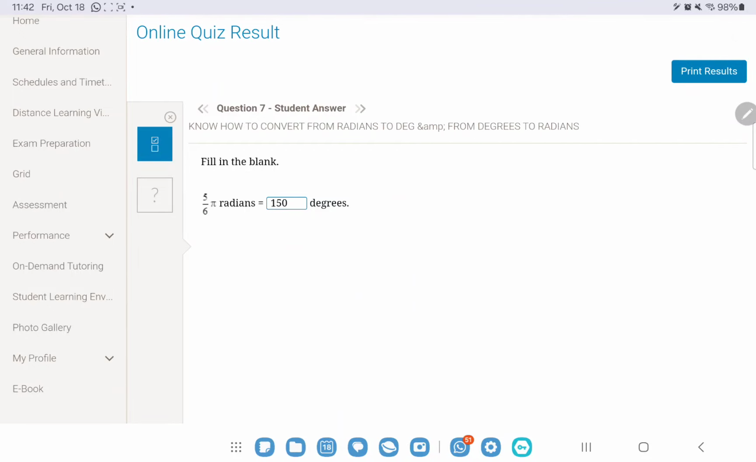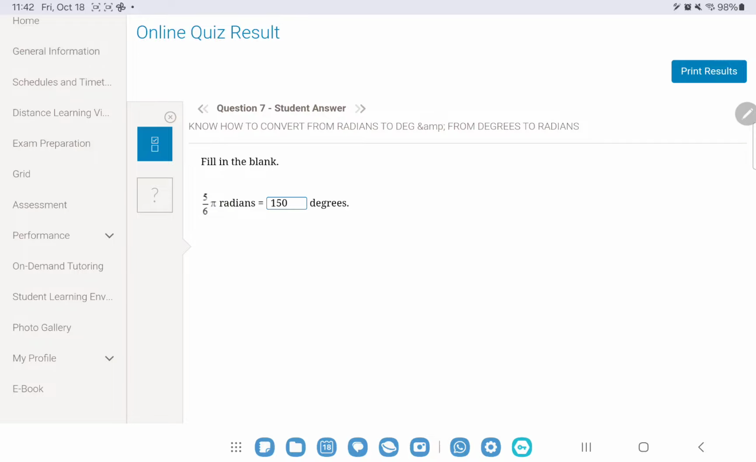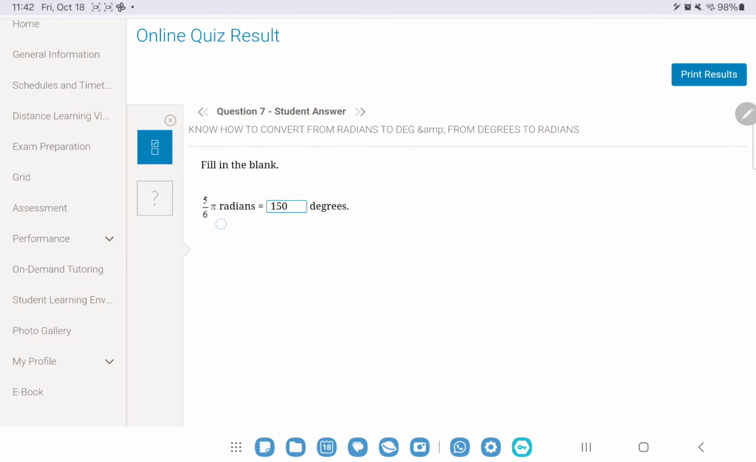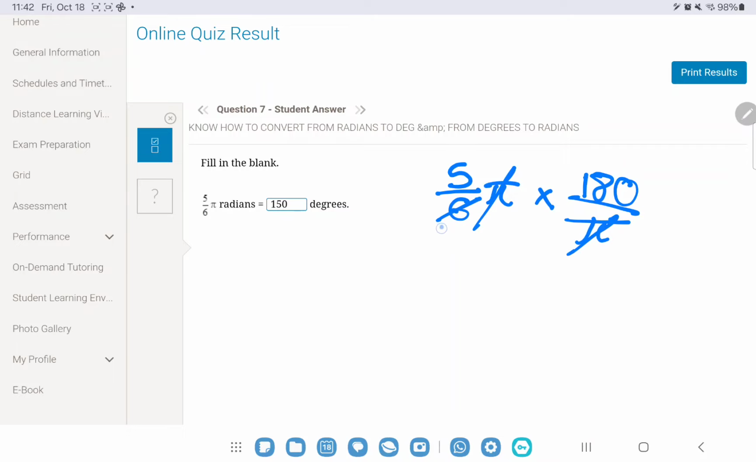Now let's move on to the next question. Now what we have to do is use the same rule again. So 5 over 6 pi, you multiply it by 180 over pi to move it from radians to degrees. Pi is going to cancel out with pi. Now you could simplify the 180 and the 6. So 6 is going to become 1, 180 is going to become 30. This is when you simplify.